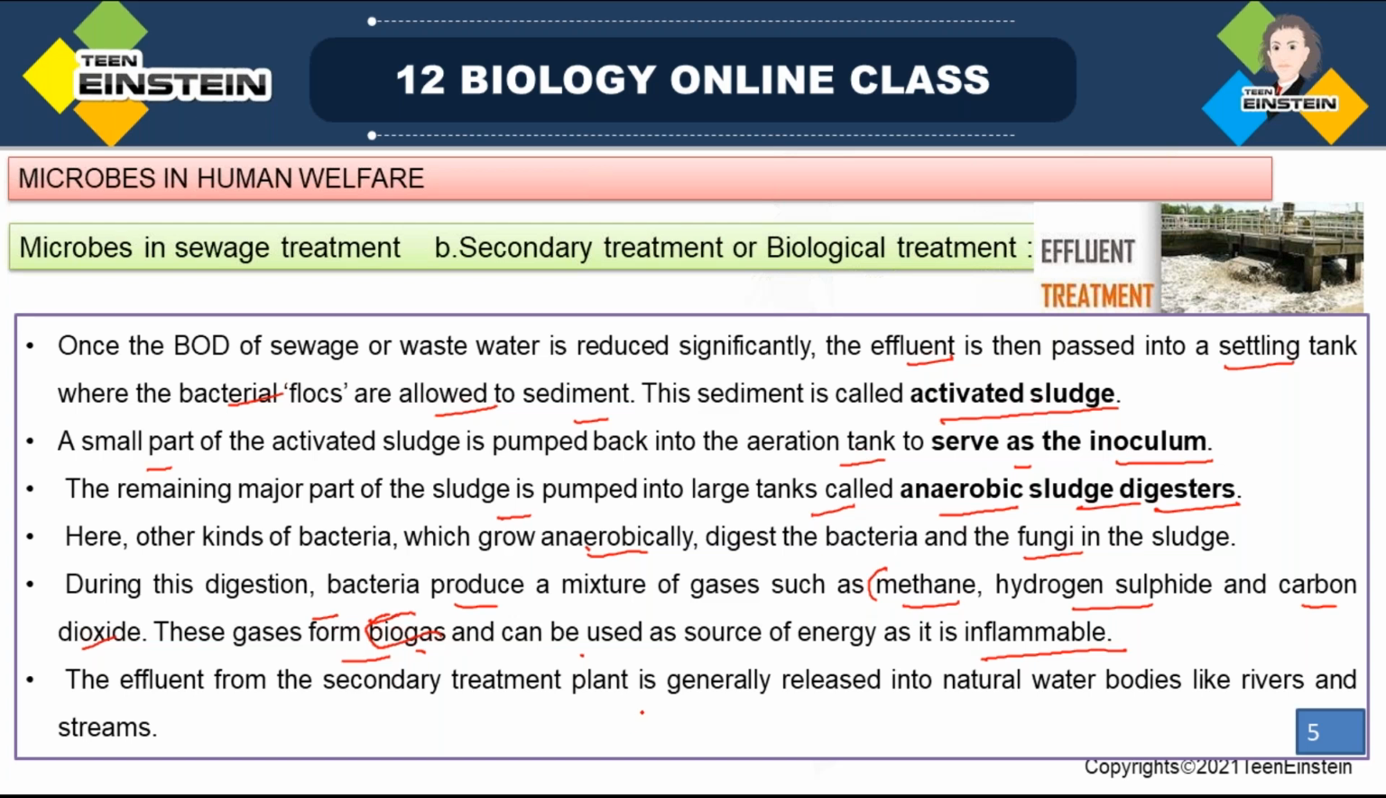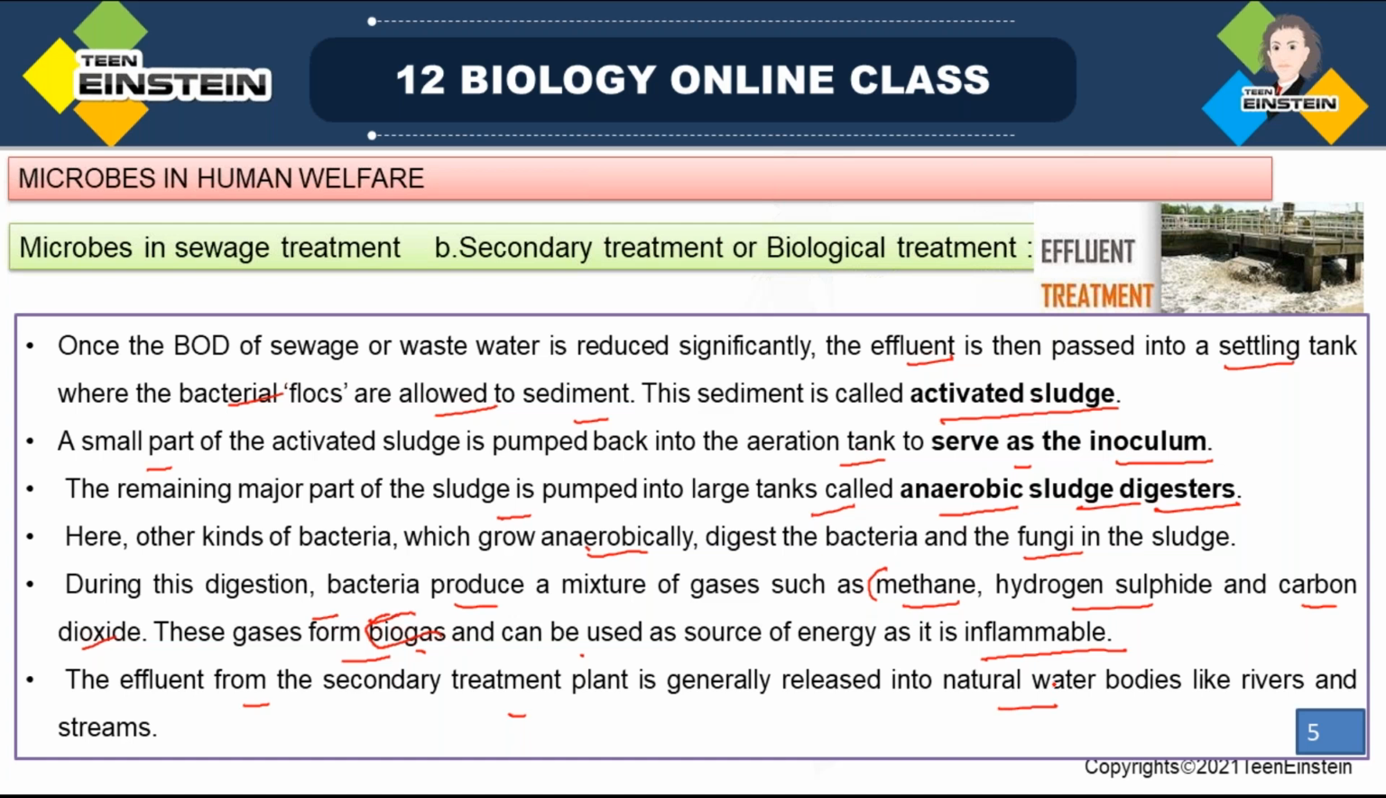Then the effluent from that secondary treatment plant, after all these treatments, can be released into natural water bodies, because the level of pollutants in it will be very low.